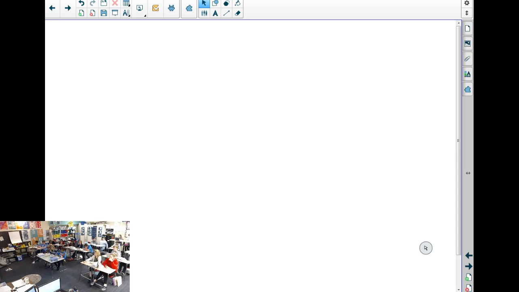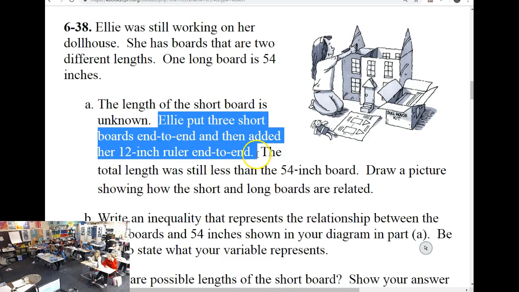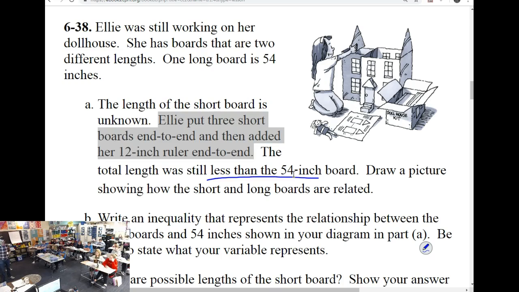And she has 3 short boards, all the same length. I'll bring this down here to make it easier for you to see. She lays the 3 of them end to end: board, board, board. And then a 12-inch ruler on the end, because that's what she's working with. The total length of that span was still less than the 54-inch board. So let's draw a picture of what she did and figure out what could be the lengths of the short boards. What range are those short boards within?